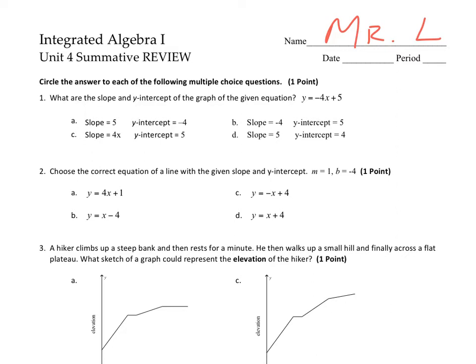And as we get started here, it says circle the answer to each of the following multiple choice questions. Question 1, what are the slope and y-intercept of the graph of the given equation? So that's the equation it's given us right now. It's in slope-intercept form, so I know what you're thinking.